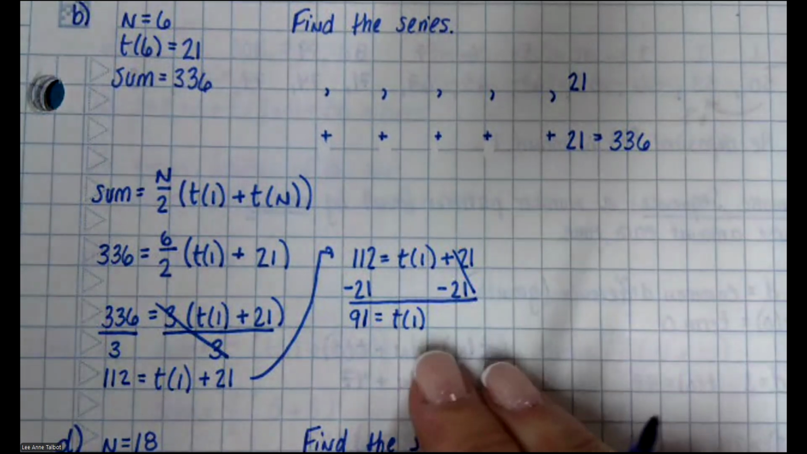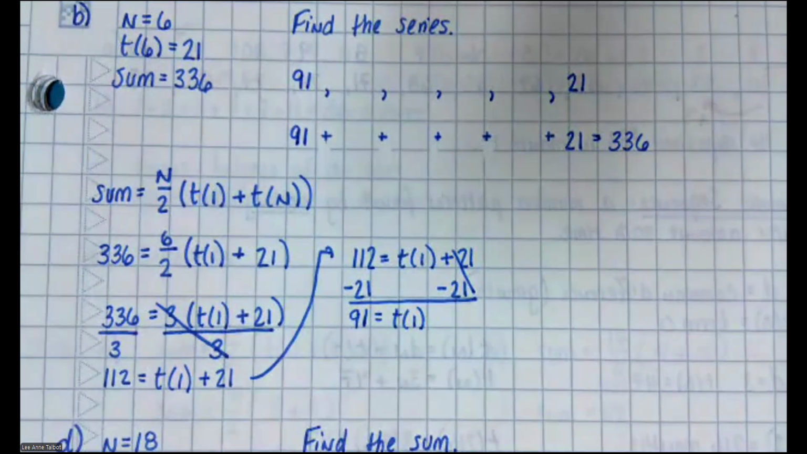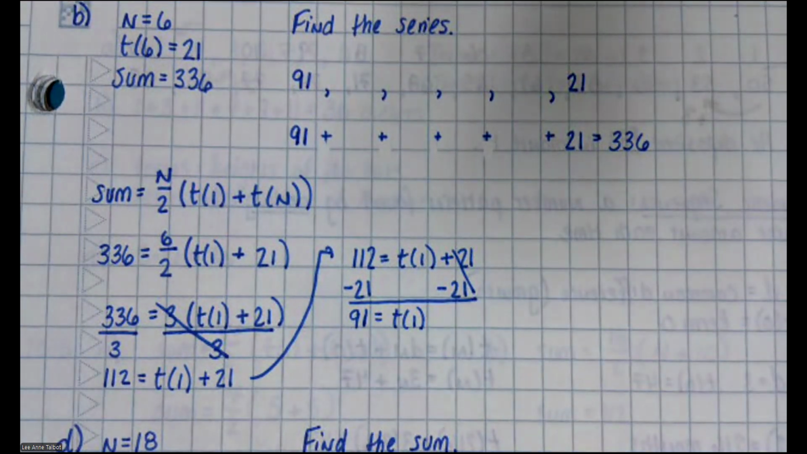Okay, so that means that my first term is 91. Come up here and put 91 in those spots. Okay, do I have enough information to be able to figure out the middle parts? What do I need? What do I need to know?